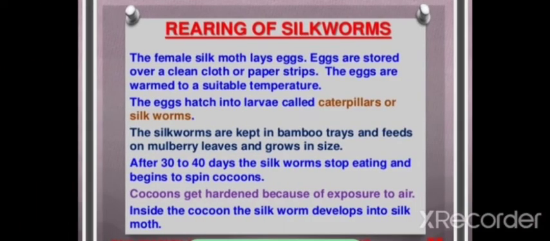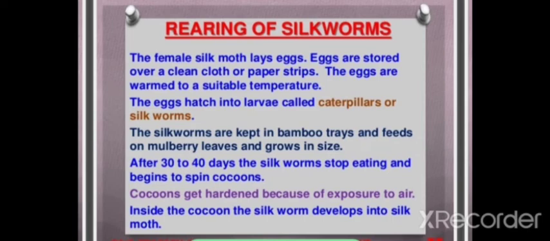Rearing of silkworms. A female silk moth lays hundreds of eggs at a time. These eggs are stored on clean cloth or paper strips. The eggs are then provided with a suitable temperature and moisture. The eggs hatch into larvae called caterpillars or silkworms.